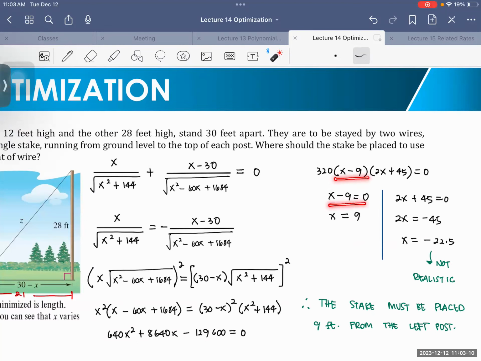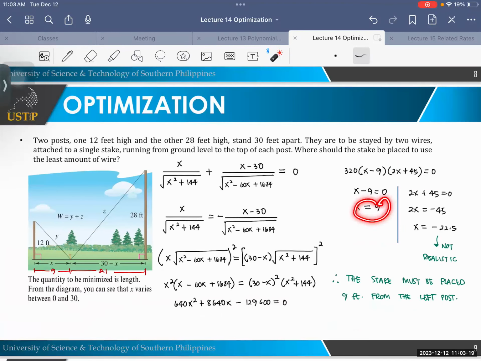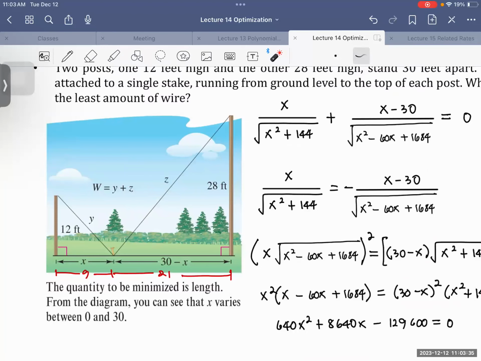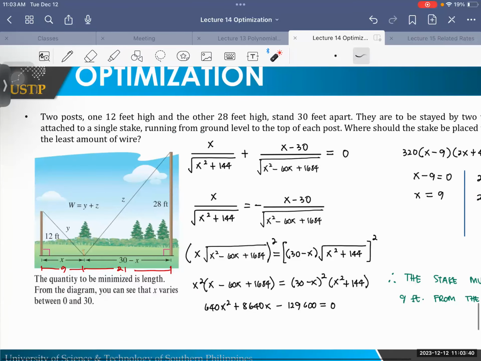So x minus 9 is equal to 0. And then 2x plus 45 is equal to 0. Okay. So the values that will make this equation 0 are 9 and negative 22.5. But your negative is not realistic. There's no negative measurement. So ang ato rang i-consider ani nga measurement class is kaning 9. Okay? So 9, asa man ang 9 sa itong diagram? 9 will be this, kaning x dire. Meaning, from your left post, that will be 9 feet from your left post. Okay? So meaning, na dire ang stake di ay. And then, from here to here, sa imong second post, that will be 21 feet.